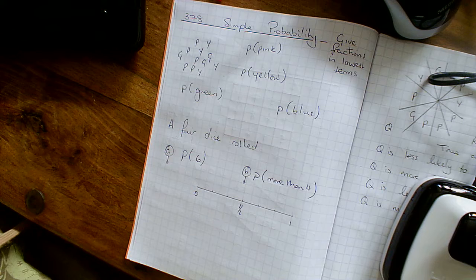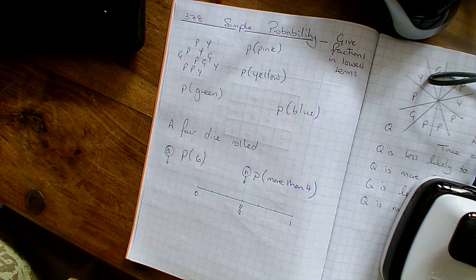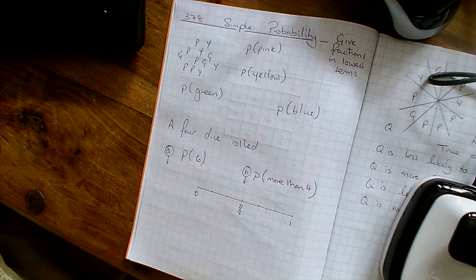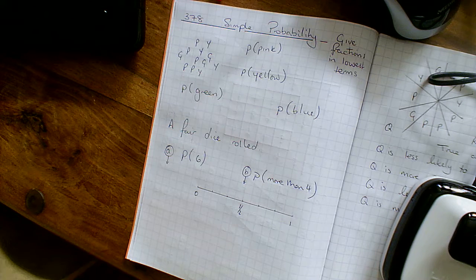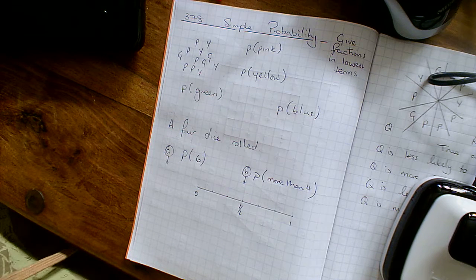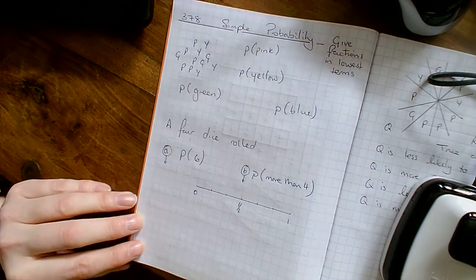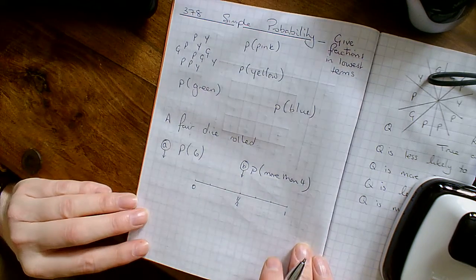It's 378. It's all probability. One thing to note on this one is give fractions in the lowest terms. Not something I would normally go for, but that's the task, and you've got to do it according to whatever MyMaths says, really. Okay, so let's go.